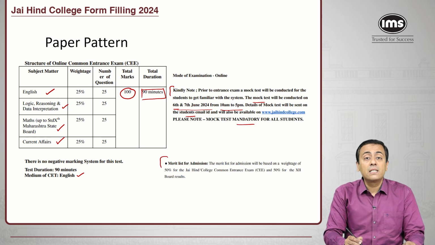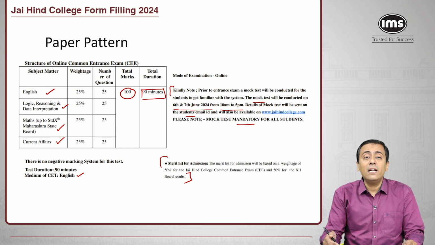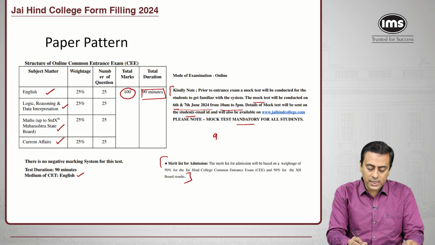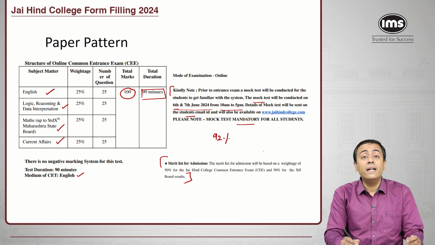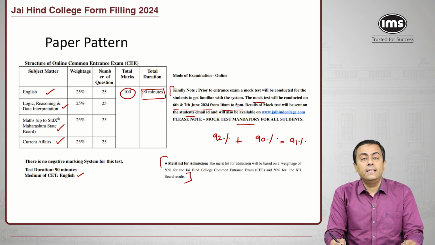Finally, the merit list is declared based on equal weightage on the entrance test and equal weightage on the board marks. So there's a 50% weightage for the entrance test and 50% weightage for the board marks. So let's say, for example, a student gets 92% in the entrance test and 90% in boards. They will take the average of 92 and 90, which is nothing but 91%.